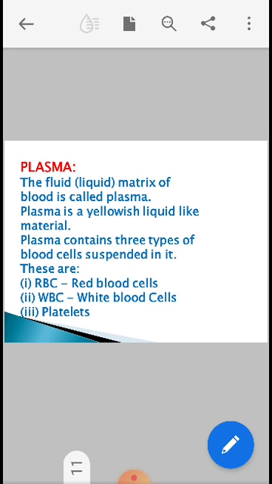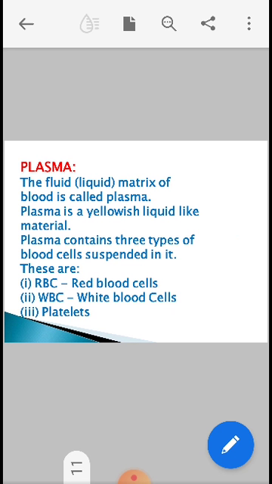Now as we talked about plasma. What is plasma? Plasma is a fluid matrix of blood. It is liquid in state and it is yellowish in color, and it contains three types of blood cells. You might have heard about the RBCs and WBCs. So in 8th standard also you have learned about it.